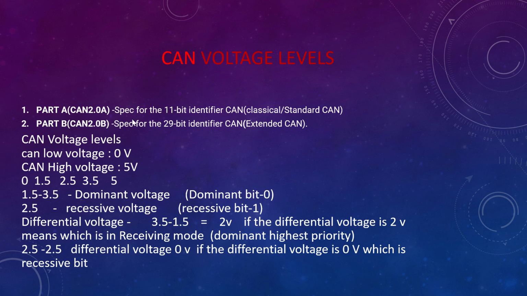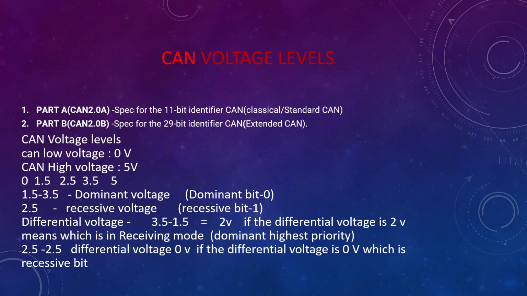Part B is the specification of a 29-bit identifier of a CAN, which is the extended CAN. We will discuss what standard CAN is, its configuration, how it works, and how the bit transmission happens in the next video. First, today we will discuss voltages.